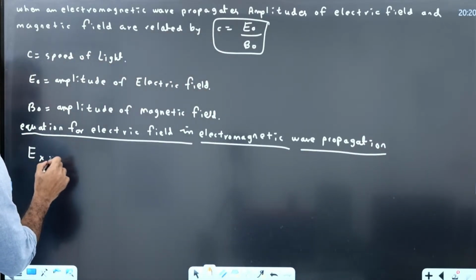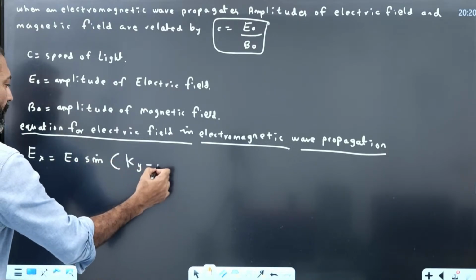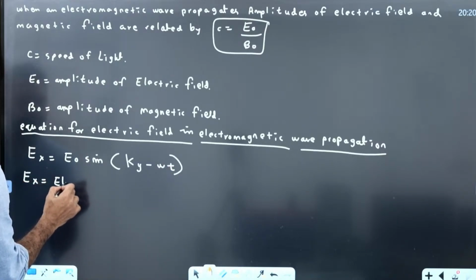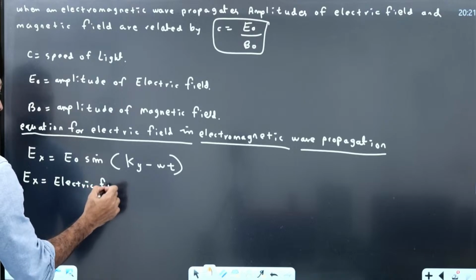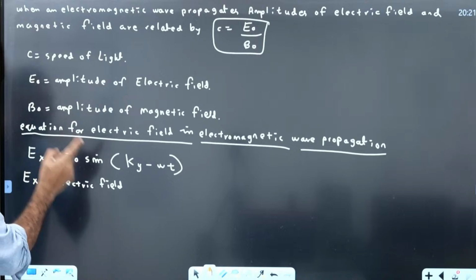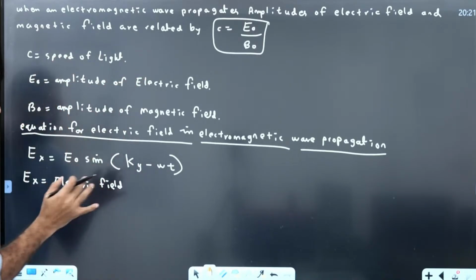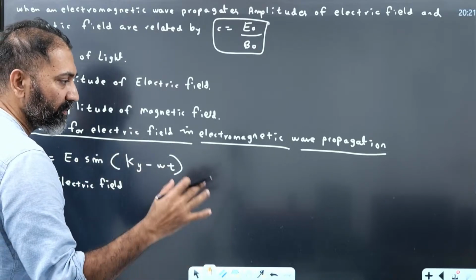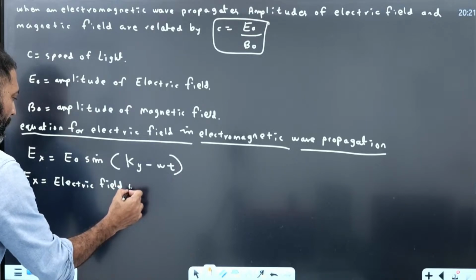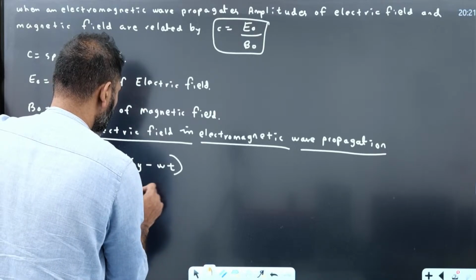Ex is equal to E0 sin (ky minus omega t). What is this Ex? This equation is very important. The equations which are written and which I am going to write are very important for CBSE, Kerala board, KEAM, JEE, NEET, all the exams. Ex indicates electric field is along x direction.